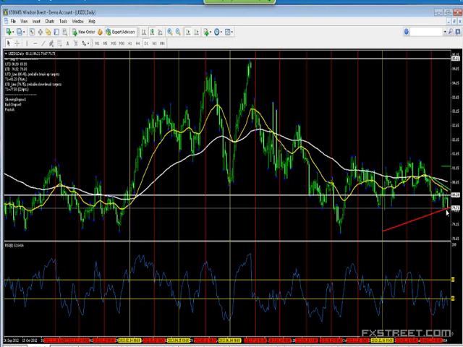Now, what we want to do is make sure we understand this 80-20 level, this white line that I've drawn across here. This is a critical level that I've talked about. This is basically where the dollar started. This is where the dollar was last year at this time in 2013. So we're within a few pips of that area.